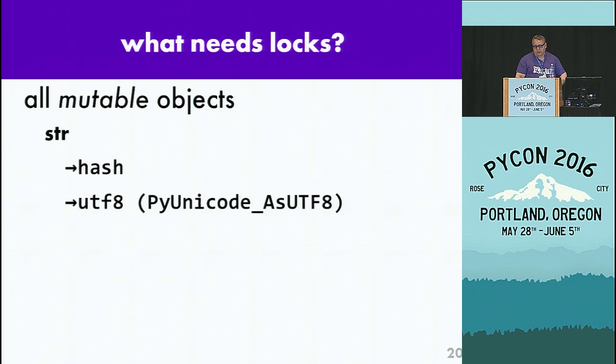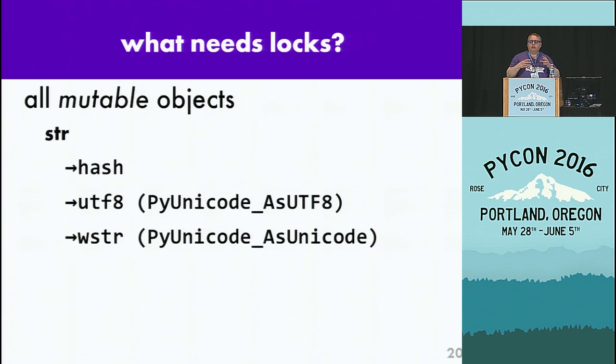But there are two other fields, UTF-8 and WSTR, that are internal representations of the string. Those are computed lazily, and those both allocate memory. And so if we had two threads that both computed those and overwrote, we're going to leak memory. That's bad. So we would need some locking here. I don't know if we need a lock per string or some global locks or something, but eventually we're going to need to lock str objects. I haven't done it right now, so you can't use strs very much inside of the Gilectomy.